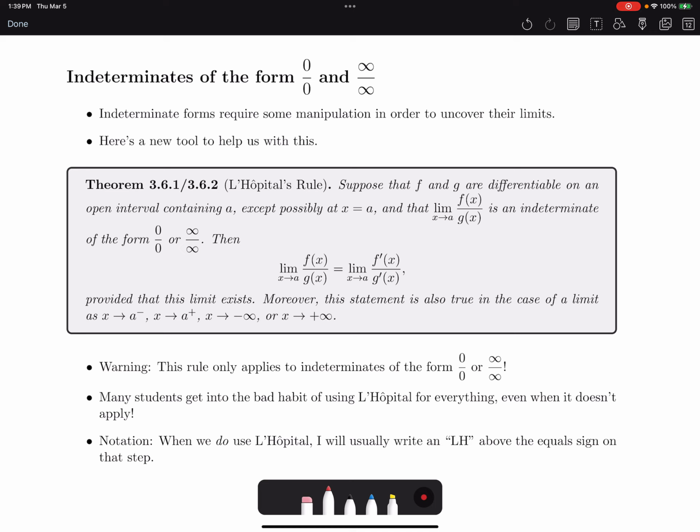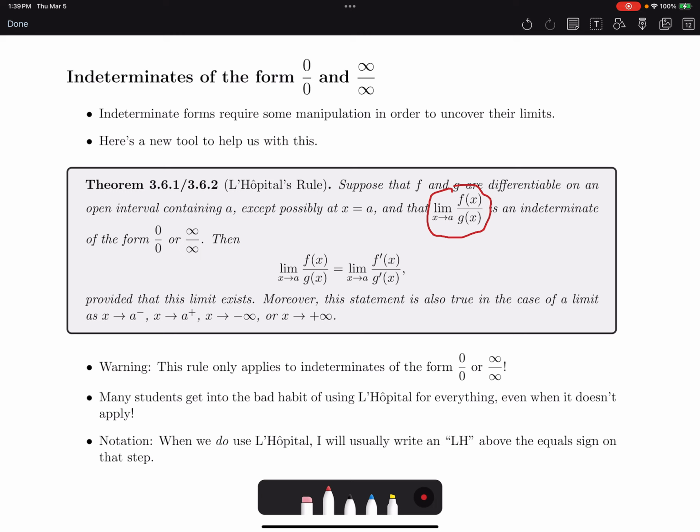L'Hopital's rule says that if f and g are both differentiable on an open interval containing a, and if the limit as x approaches a of f of x over g of x is indeterminate of the form 0 over 0 or infinity over infinity, then the limit as x approaches a of f of x over g of x equals the limit as x approaches a of f prime of x over g prime of x.